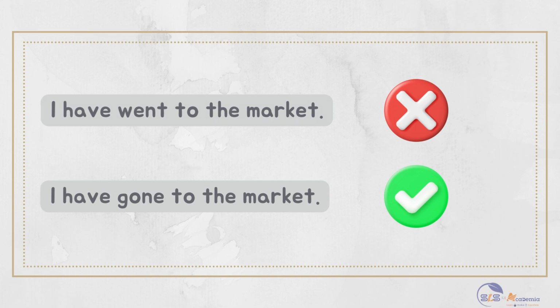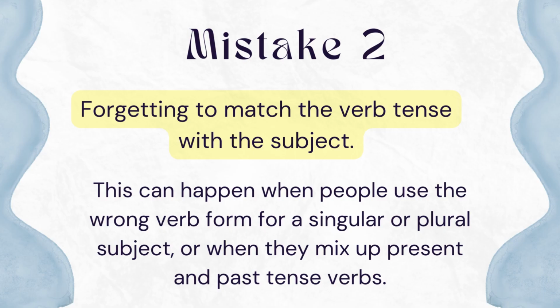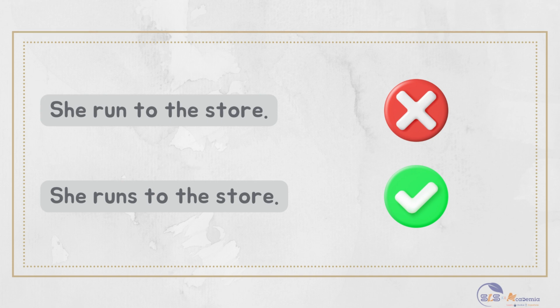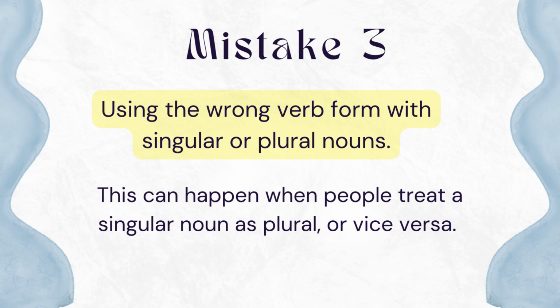Another mistake people often make is forgetting to match the verb tense with the subject. This can happen when people use the wrong verb form for a singular or plural subject, or when they mix up present and past tense verbs. For example, instead of saying she runs to the store, which uses the present tense form of the verb run to match the singular subject she, someone might accidentally say she ran to the store, which is wrong.